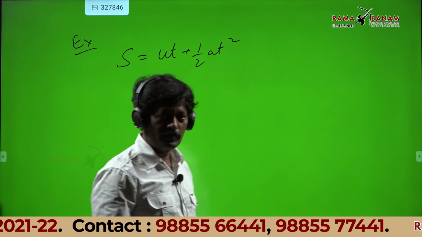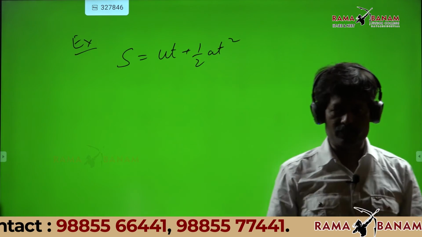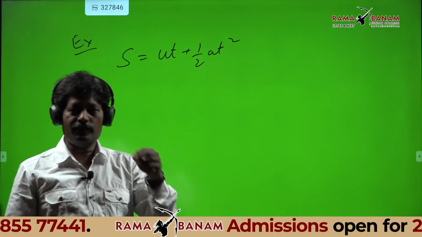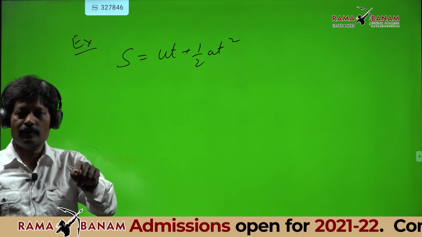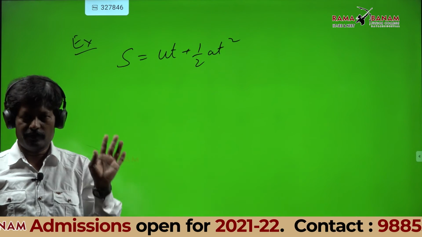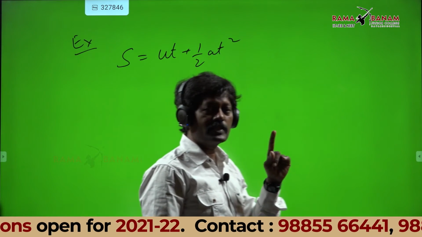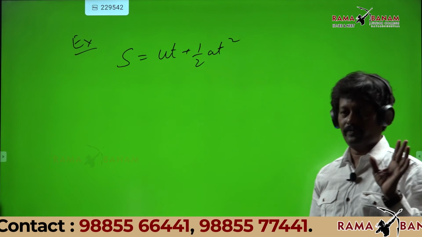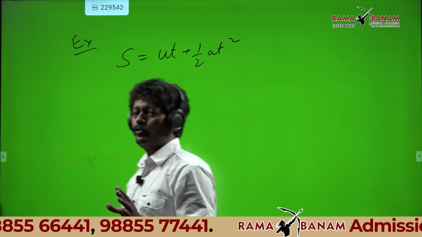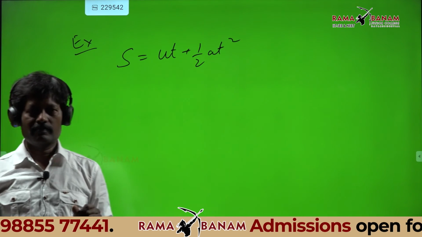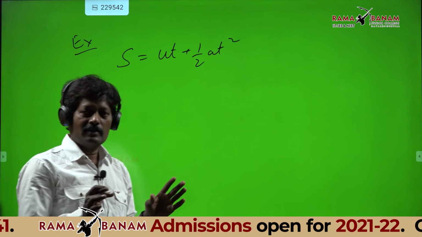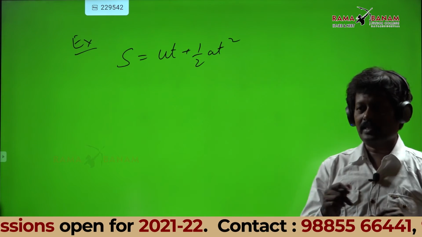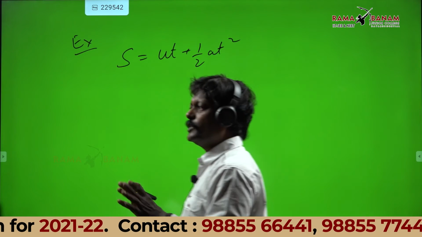Let us take this equation, s equals ut plus half at square. Now, how to draw the ST graph, the VT graph, the AT graph? If you know this technique of calculus, the derivative, you can draw any graph. Till now, in 10th standard, you memorized the graphs. A curve comes for the ST graph, a straight line for another, like that you memorized. No need to memorize.